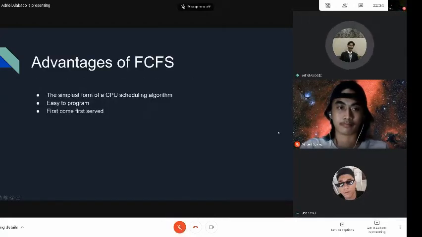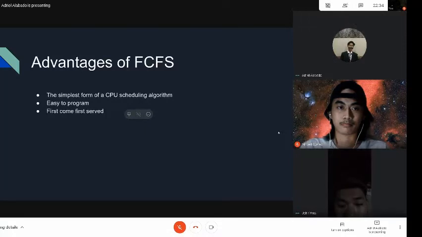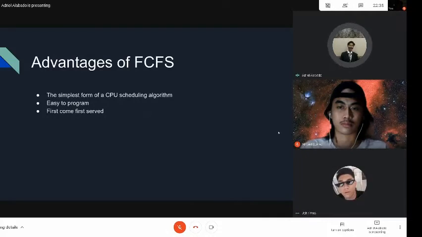Moving on with the advantages of first come first serve. It is the simplest form of CPU scheduling, and it is easy to program as it is the simplest form of CPU algorithm. In terms of its algorithm, the first process is served, and then the next one.